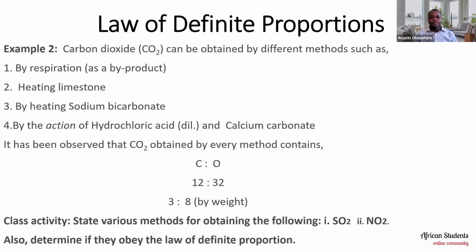Okay. Now, state various methods for obtaining the following. Number one, SO2, and the second one is NO2. So you state the various methods for obtaining them. Then also determine if they obey the law of definite proportion. I want you to work it out for me and let me know in the comment section if they obey the law of definite proportion.